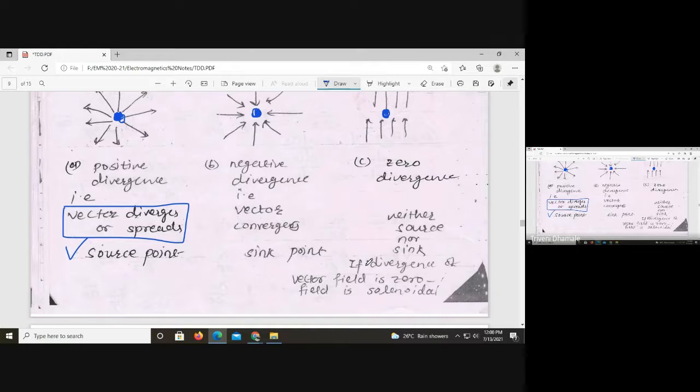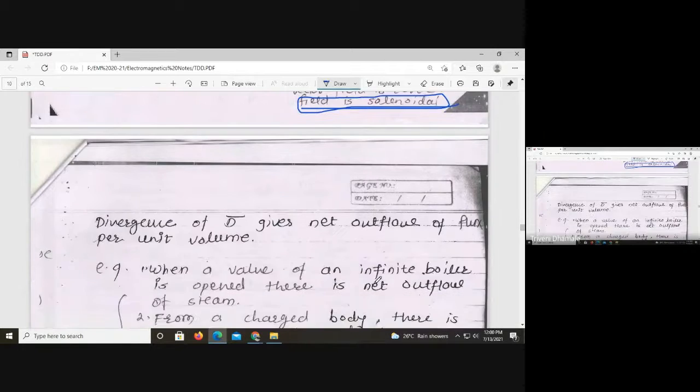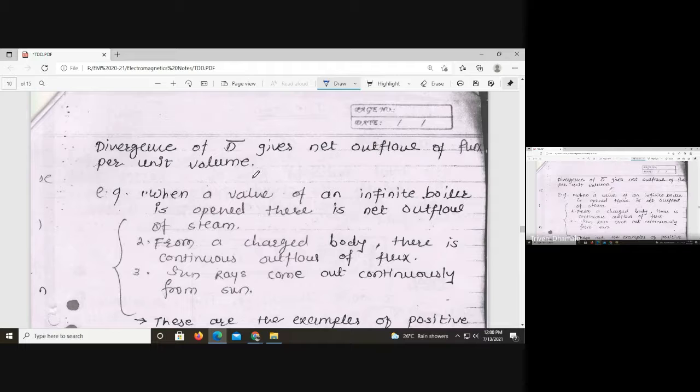So if the divergence of the vector field is zero, the field is said to be a solenoidal field. Remember, this is one of the key questions, a simple MCQ type. If the divergence of the vector field is zero, the field is said to be a solenoidal field. And having some value for the divergence, including positive or negative divergence, it is a non-solenoidal field. Okay, now there are some examples here.